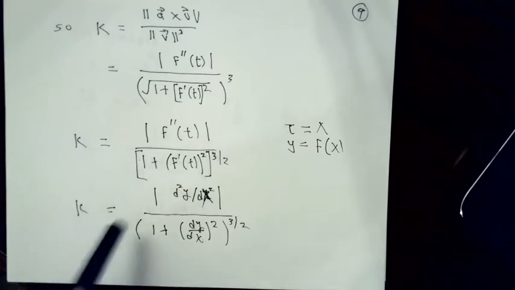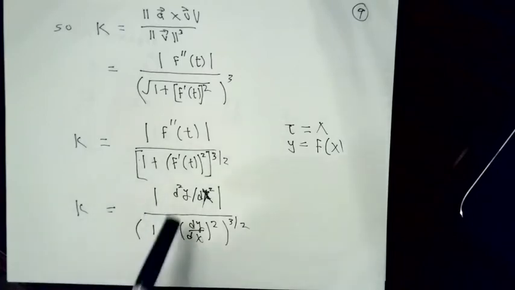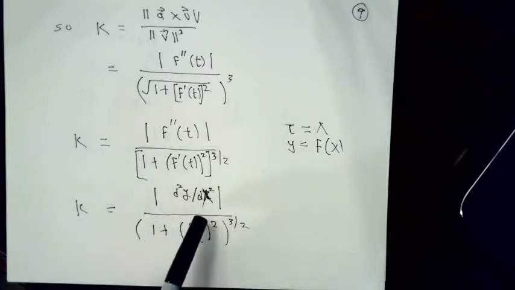The curvature is the absolute value of the second derivative of y with respect to x over the 3/2 power of 1 plus dy dx squared. So if we have a graph of the type we studied back in Calculus 1, we can easily turn it into something like this and calculate the curvature.